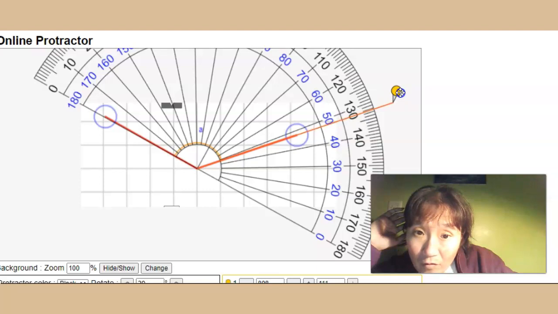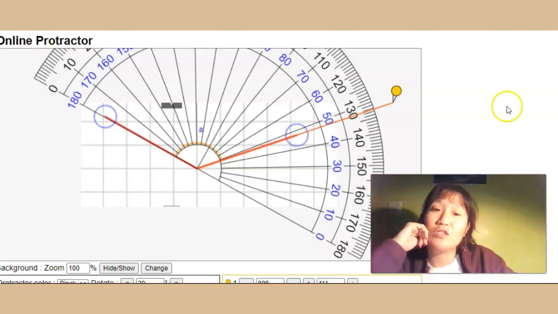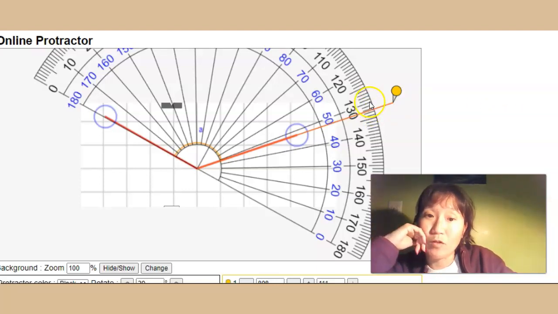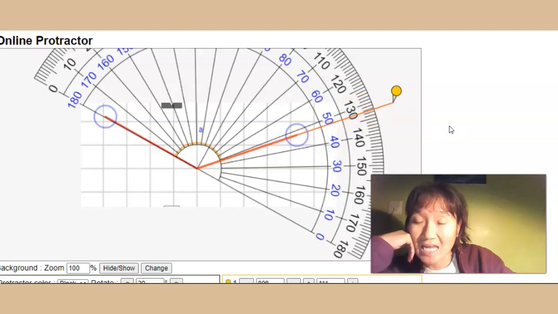130, probably 132 is what I would have to say there. 132 degrees, because I'm counting from 130, so 130, 131, 132 to that line. So that's what I'm showing for that angle.